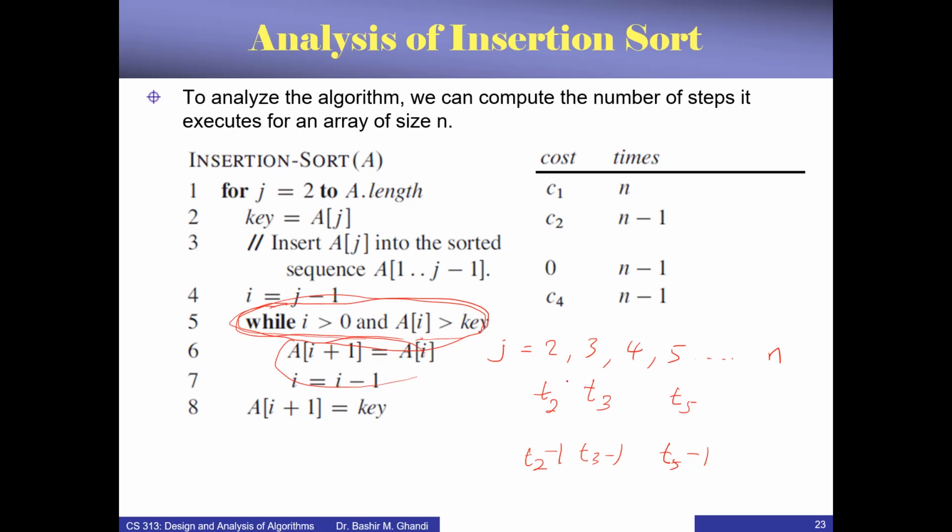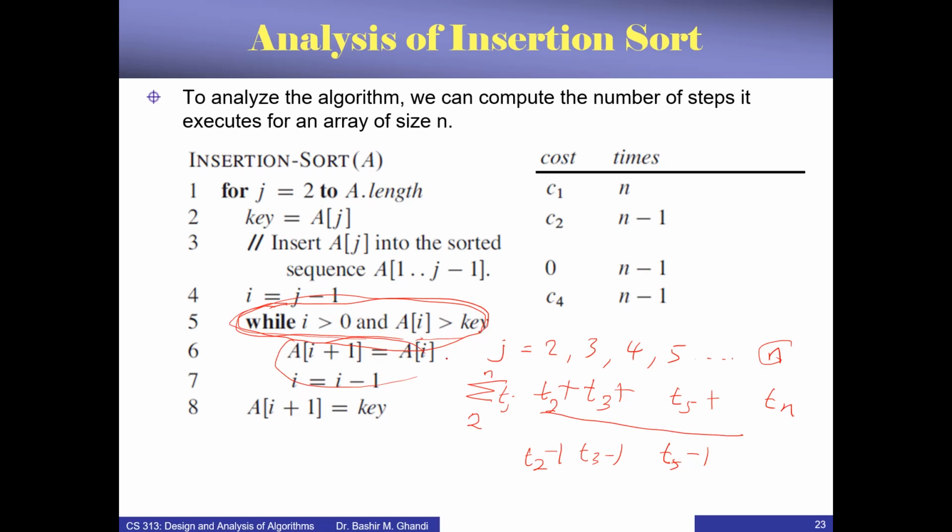Clearly, we just need to add these t's. Just add them up until tn, and you will get the total number of times that this will execute. Therefore, we're going to represent this simply as the summation of tj for j from 2 until n. The last value you can see is n. So the summation of these tj's will be the number of times the heading of this loop will execute.